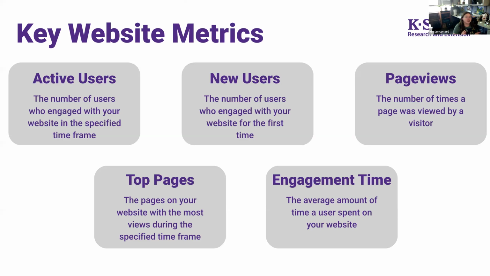All right, so key website metrics that I think it's good to start tracking as a beginner user of analytics. There are 5 that I would recommend looking at, and all of these can be found in Looker Studio, and I'll show you how to find them. The first one is active users. So active users is the number of users that have been on your website in a specified time frame.